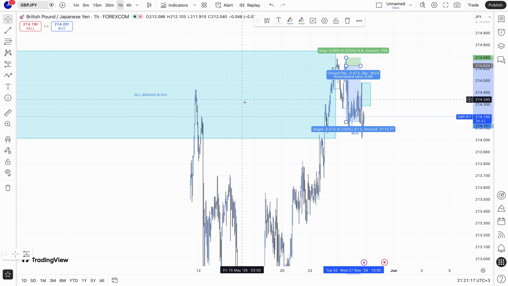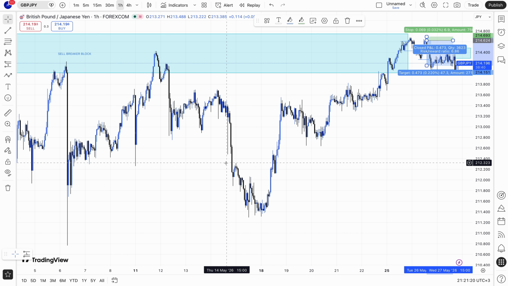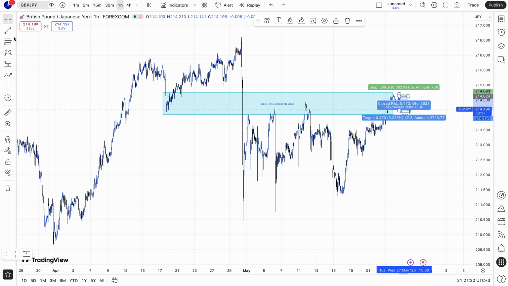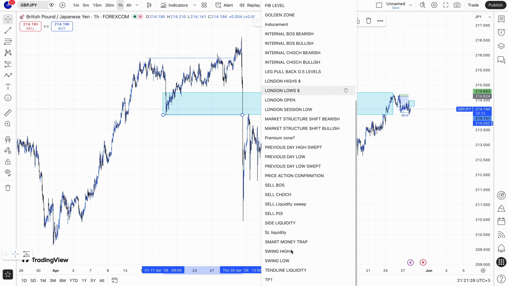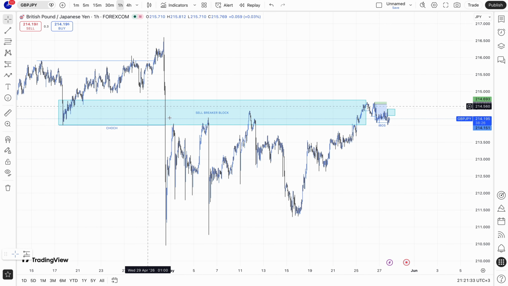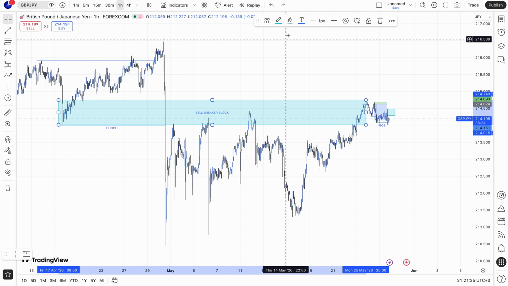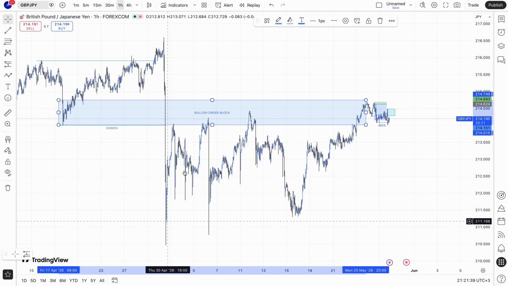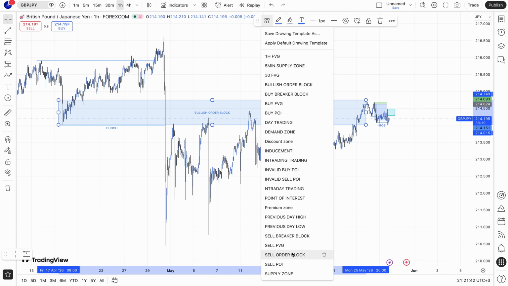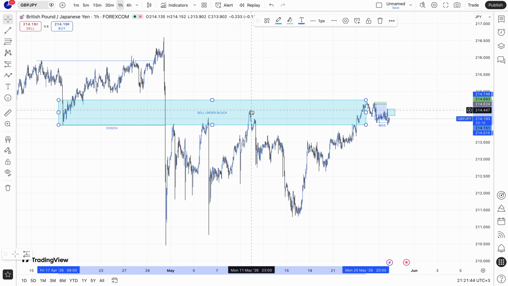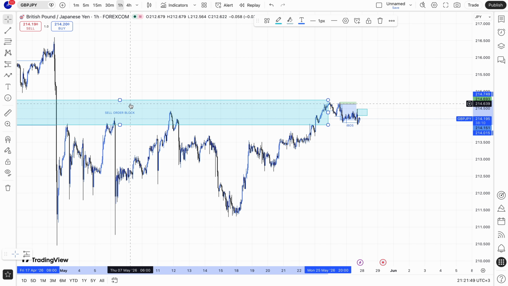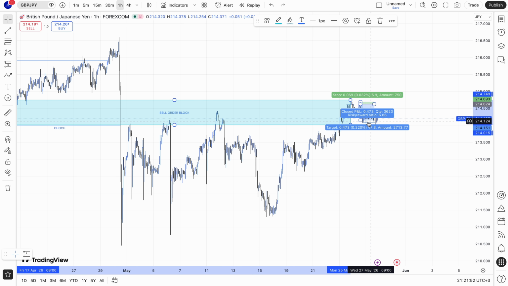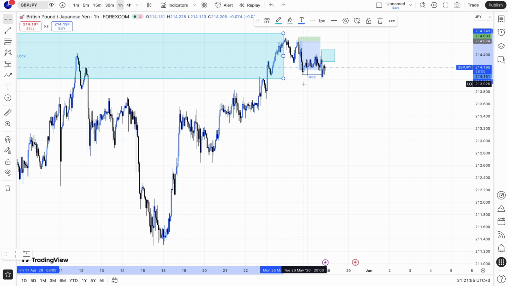And for it, you can see it's now just playing on our change of character to the downside. It's just playing around our sell breaker block, right? After having the break of structure to the upside, this was a bullish order block. Then after being disrespected, it turned into a bearish breaker block. And then I had to wait. I had the first touch, second touch, fourth touch. I didn't get that trade. But then later on, after waiting for over a full month, finally I got this trade.